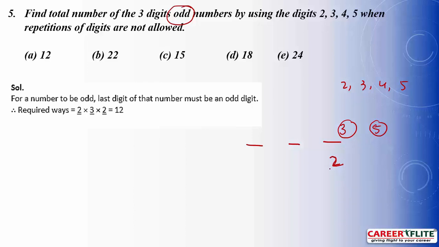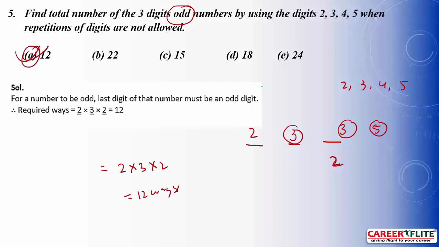Since we have 2 possibilities for the unit place, let us see the tens and hundreds place possibilities. For the tens place, how many do we have? From 4 digits, 1 digit is gone, so we have 3 possibilities. For the hundreds place, out of 4, 2 are gone. How many do we have? 2 possibilities. So the required number of ways will be 2 into 3 into 2, that is 12 ways. So 12 is our correct answer.